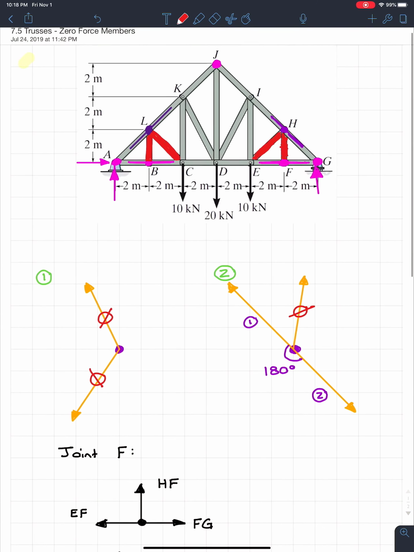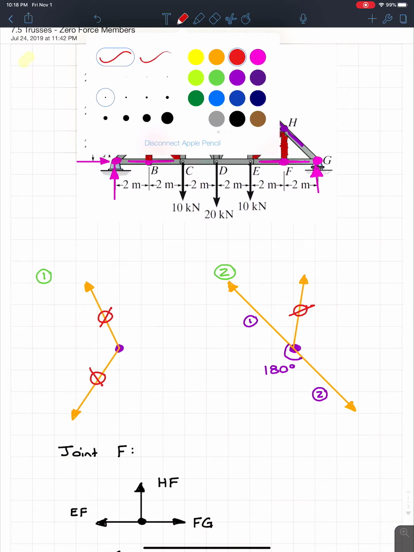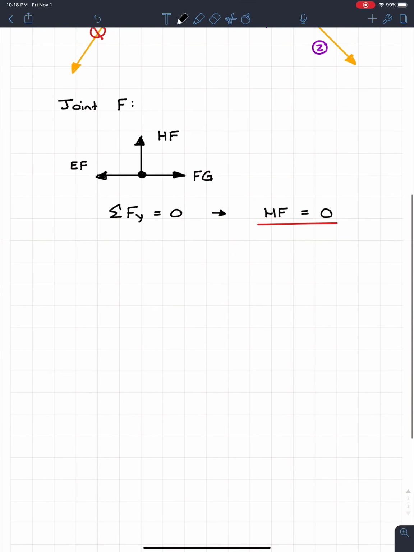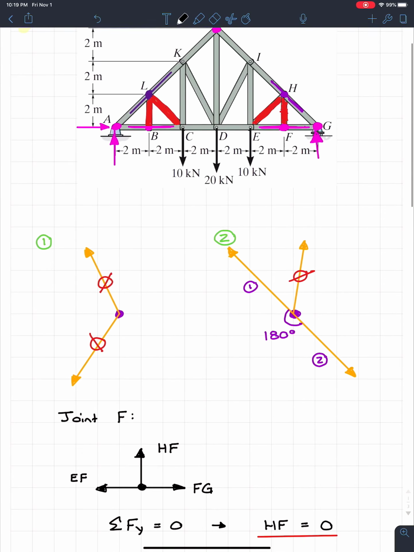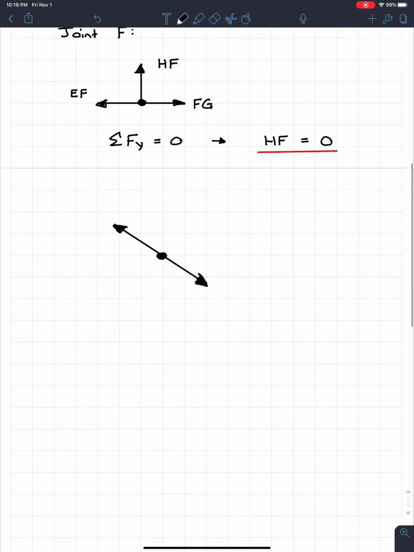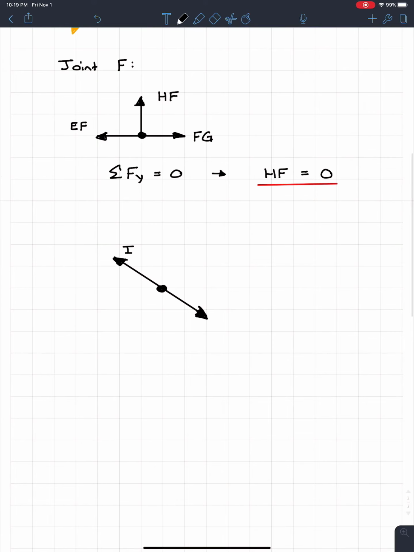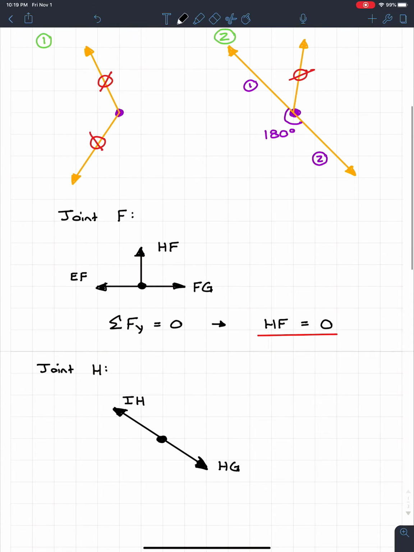So let's move up to joint H now, based on what we know from joint F. So we come up here, and I draw joint H right here. I know that I got two members that run like this. So I'm going to just put little arrows. Let's label them really quick. So these members are at the top, and that's IH and HG. So we got IH, HG, and I should actually put joint H, just so everybody knows exactly what I'm doing, or else I'm going to lose all of you.